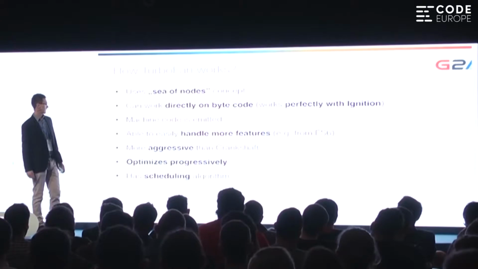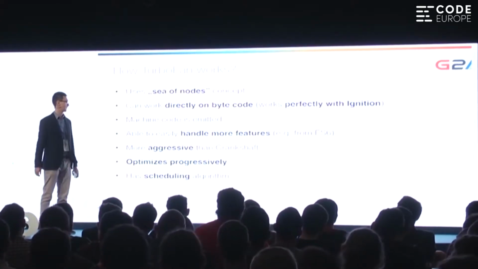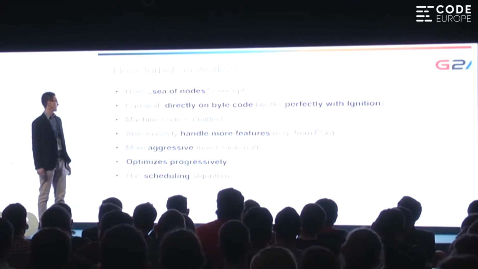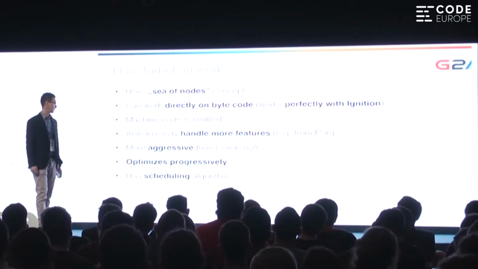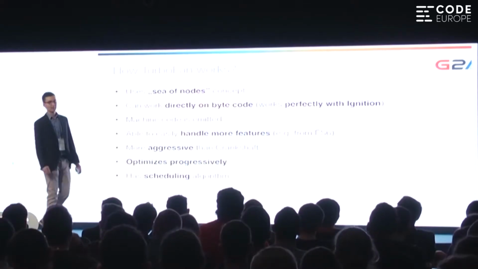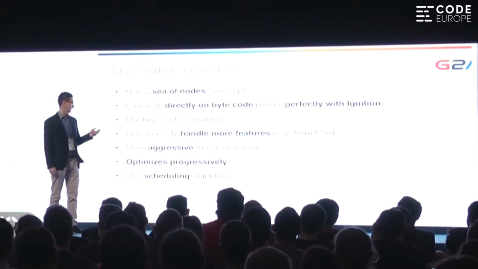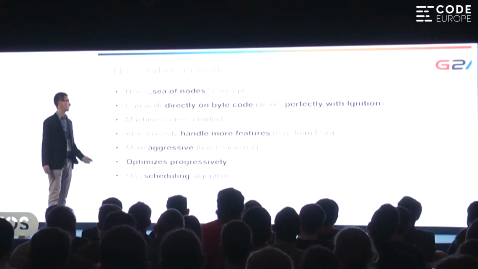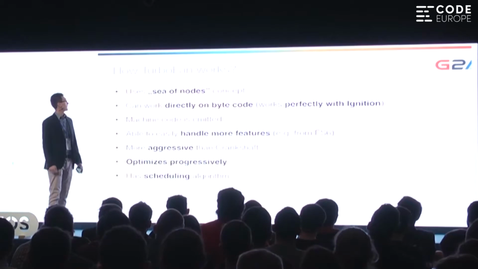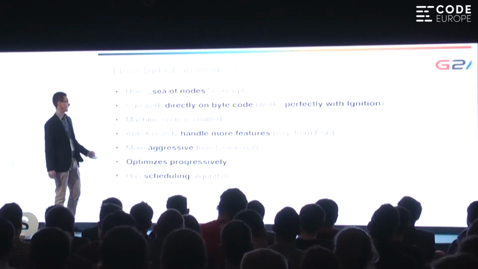It has a scheduling algorithm, in opposition to Crankshaft, because Crankshaft actually couldn't do that because of its design. So it's doing what I said already. It's progressively optimizing instead of doing it just once. It makes it much faster, much more flexible. So that's why V8 is switching to this instead of Crankshaft.